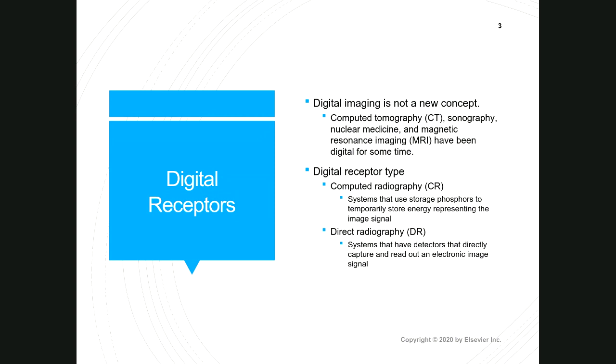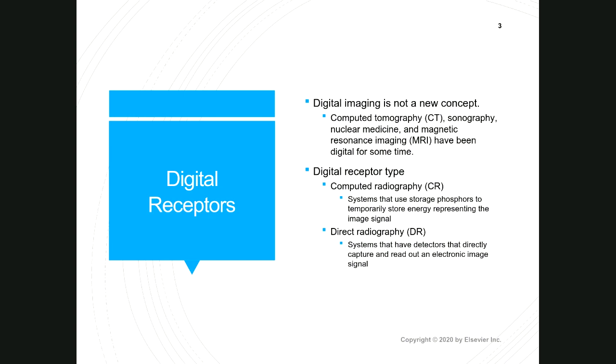And when we talk about our digital receptors in radiology, there's actually two types of digital receptors. We have computed radiography, which we usually refer to as CR imaging, and those systems use storage phosphors to temporarily store energy that represents the image signal. And then we have direct radiography, or DR, and those systems have detectors that directly capture and read out an electronic image signal. So with CR, you typically have to process that image. You have to take it to a plate reader and process the image.